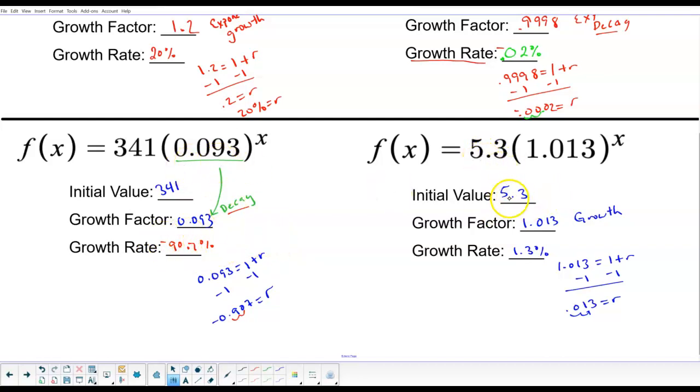Here we have an initial value of 5.3. Growth factor is 1.013. That is a growth because this number, the b value, is greater than 1. And then when I subtract 1 from that, I'm left with 0.013, but we move this spot 2 spots to the right to get our decimal percentage, 1.3% growth.